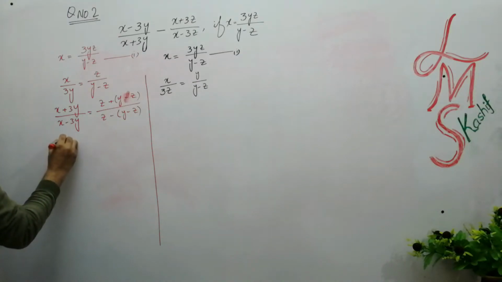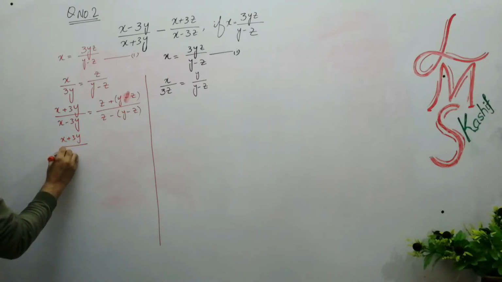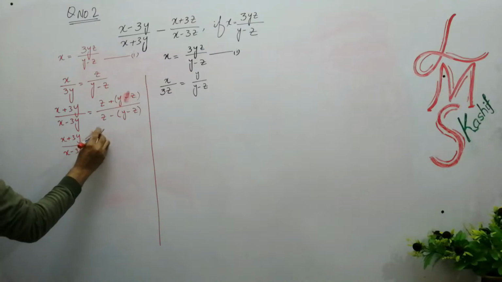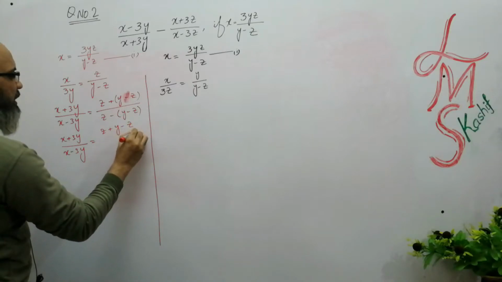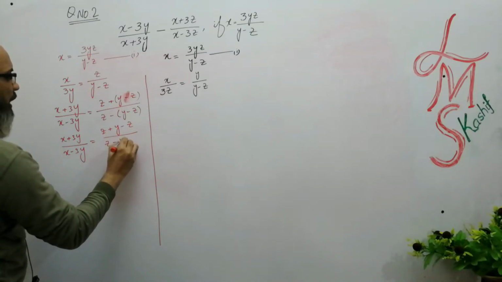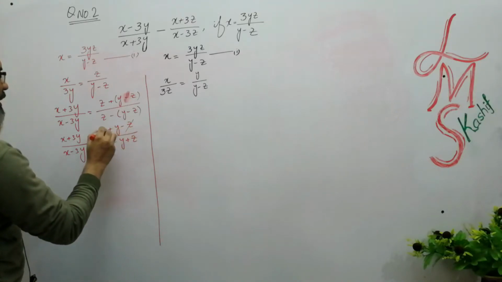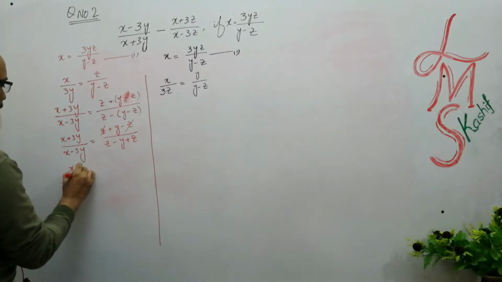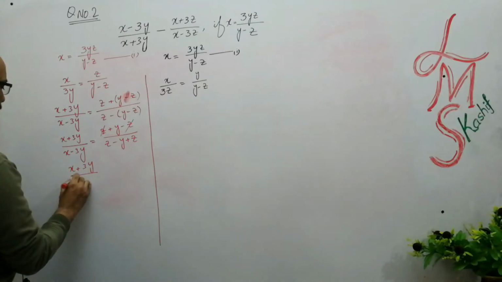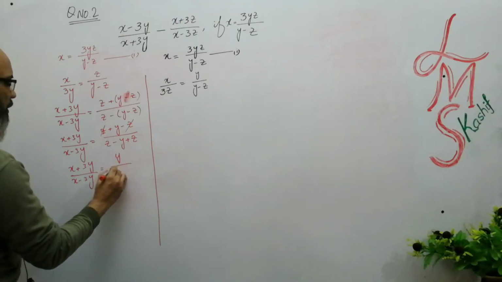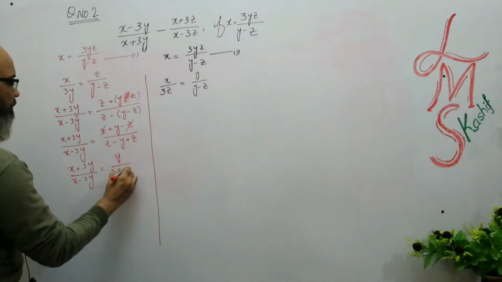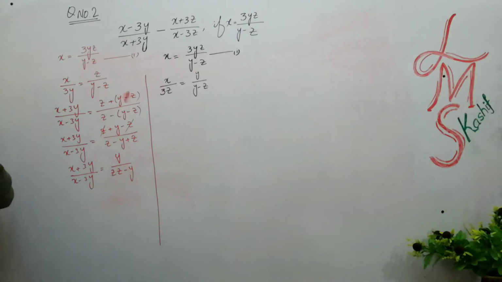So when we solve it, (x + 3y)/(x - 3y) is equal to, open the bracket, no change in the sign, (z + y - z)/(z - y + z). Here z cuts, so we will get (x - 3y) is equal to y over 2z - y. Clear? So now we will solve the second part.